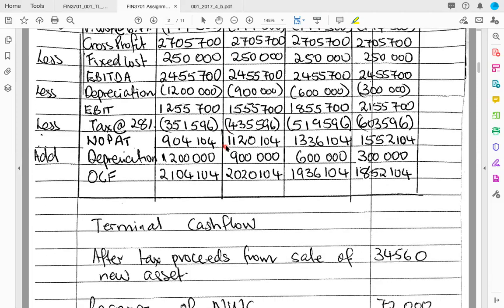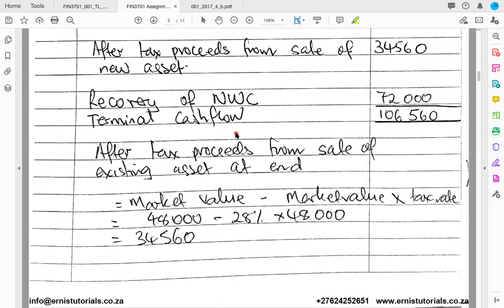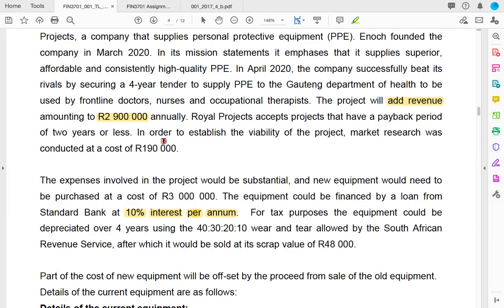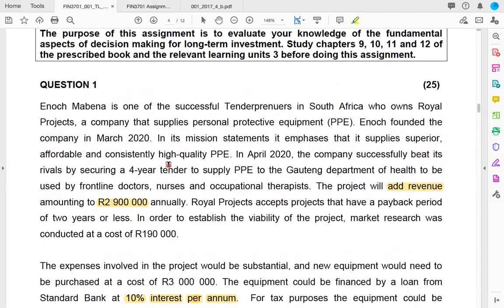So lastly, we are asked to calculate the terminal cash flow. The template for the terminal cash flow is closely associated with the template for the initial investment. It's slightly different, but it's closely related to that. So the terminal cash flow is simply the cash flow associated with the sale of the new machine at the end of its life.